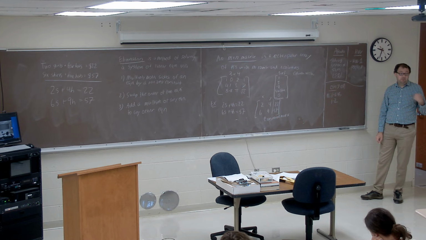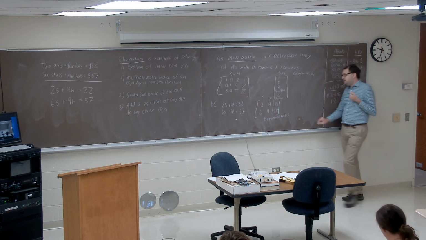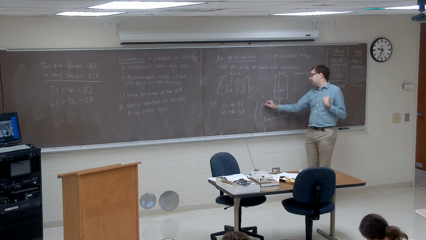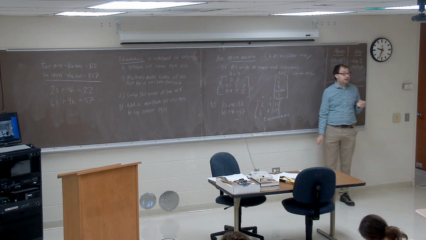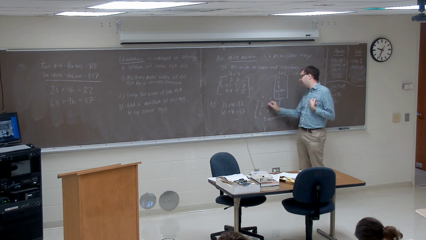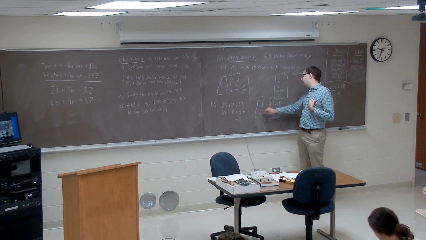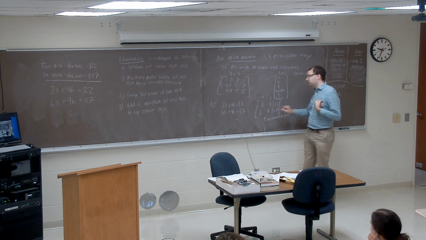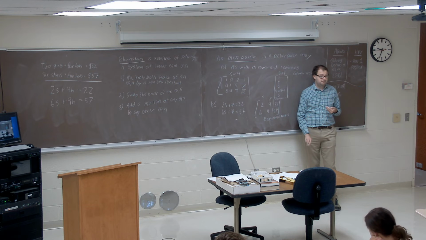And by putting a bar like this, it makes it clear that we're treating this matrix as encoding a specific system of equations. The ones where we have 2 times first variable plus 4 times second variable equals 22, 6 times first variable plus 9 times second variable equals 57 as a constant.